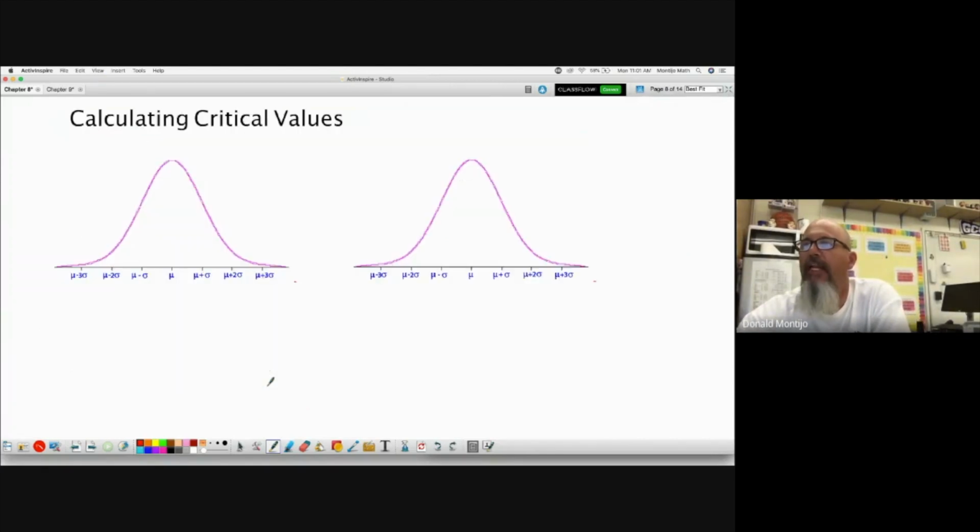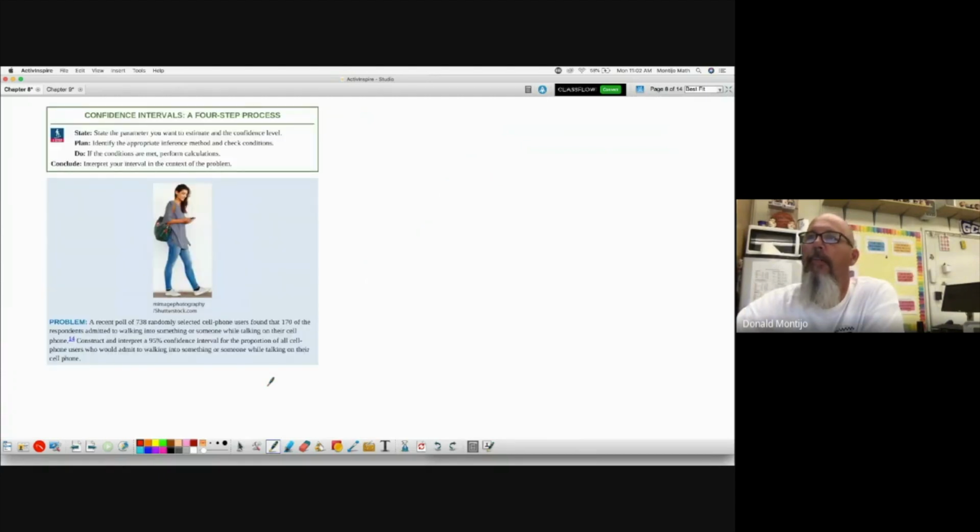So calculating critical values. We spent a lot of time already calculating critical values on the previous slide. That's where if we wanted to be 90% confident or 95% confident, we could use table A and look those up. So I got ahead of myself and forgot to use the slide that was made here for it. All right. Let's do a problem from beginning to end, a complete 4-step process for every single confidence interval in the world.